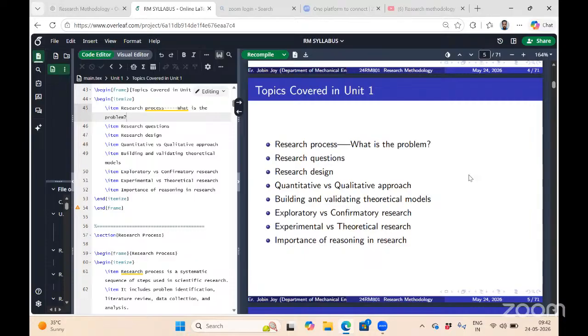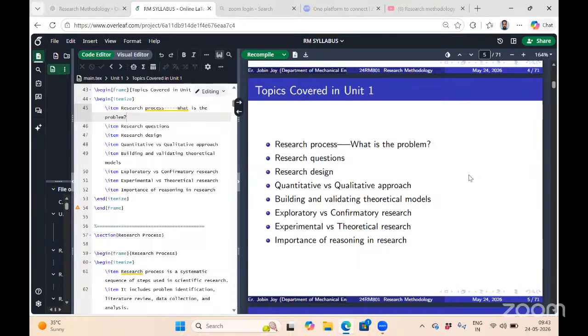So once again, we will repeat this topic. First of all, starting with the research process. What is the research process? Process involves different steps. In order to conduct a particular research, for example, digital twin in manufacturing, we have to follow different steps, from the beginning to the end, to get a better result.